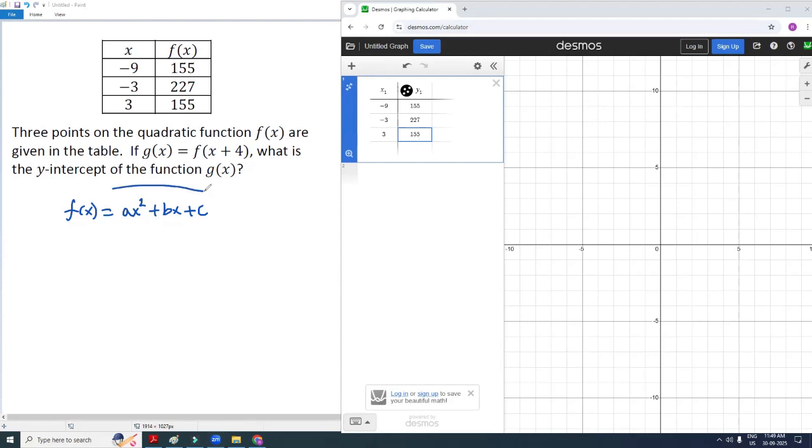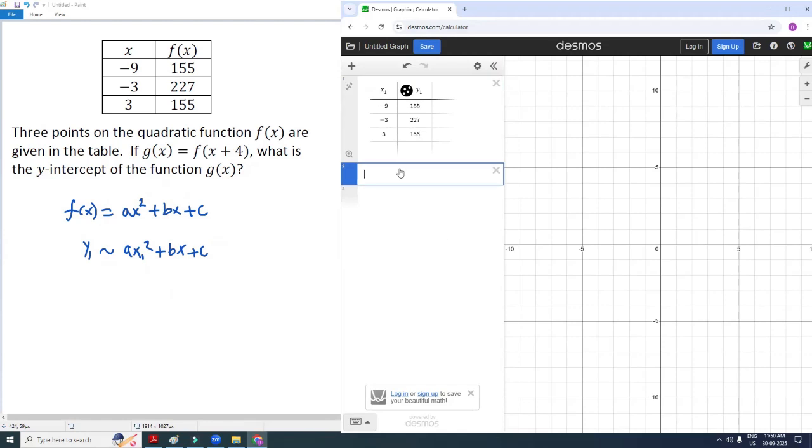Now we have to give this quadratic function f of x as input in Desmos. When I give this quadratic function as input in Desmos, instead of f of x, I have to use y1, because here we have y1. And instead of the equal sign, I have to use the tilde sign. And for x over here and here, I have to use x1 that we have in Desmos. So that is a times x1 squared plus b times x1 plus c. So now I have to give this one as input for the quadratic function f of x equals ax squared plus bx plus c.